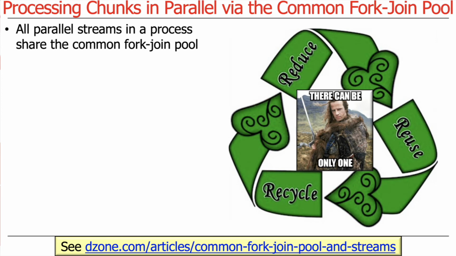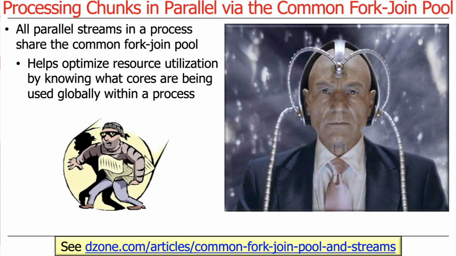All the parallel streams in one process, no matter how many there are, will all share the common ForkJoin pool. There can only be one common ForkJoin pool, and the whole purpose of this is to reuse it. Why do we do this? Because we want to optimize resource utilization by having one place in the program that keeps track of which cores are being used globally within a process. That way there's one place where we can keep track of all this, and most importantly, we can use what's called the work stealing algorithm to make sure all the cores are kept humming along as efficiently and optimally as possible. We'll show more about that in a second.